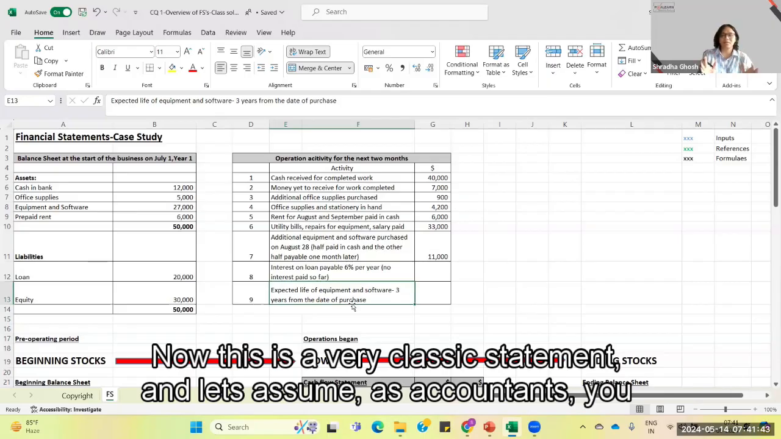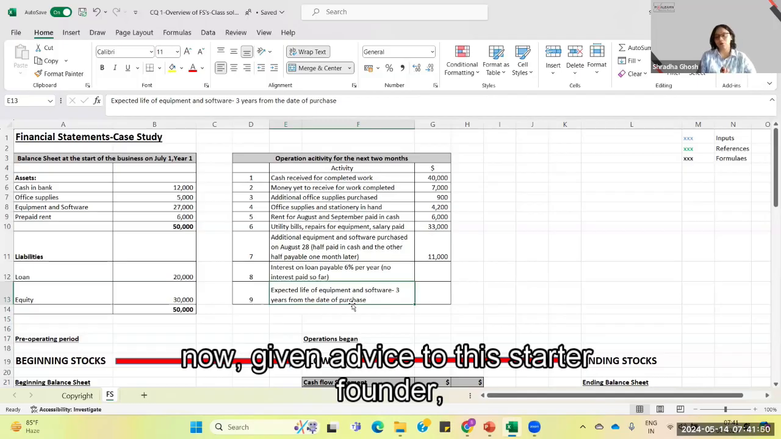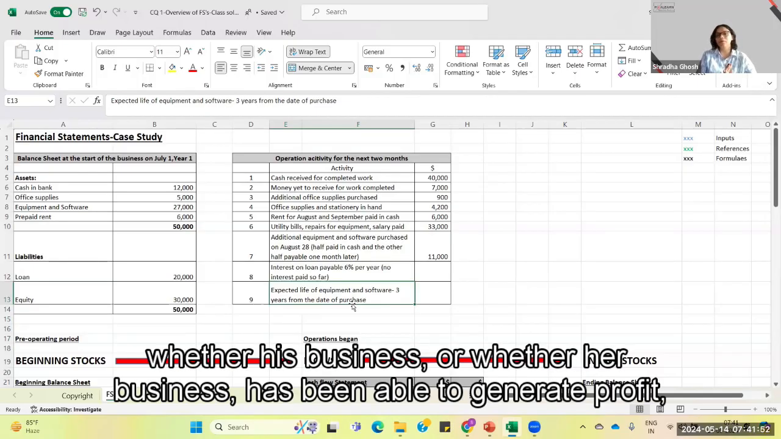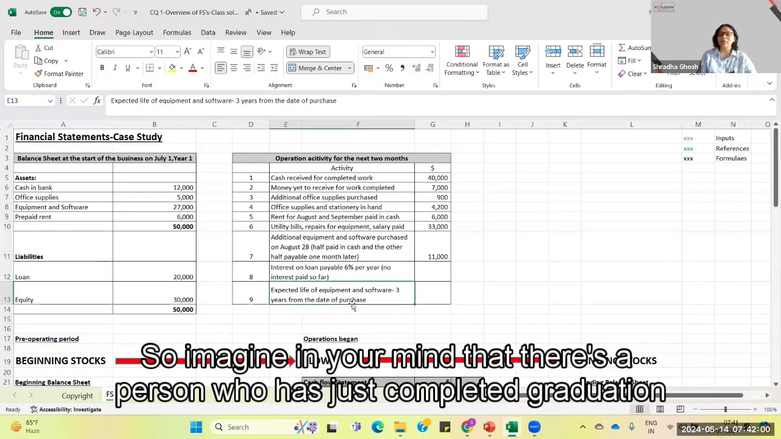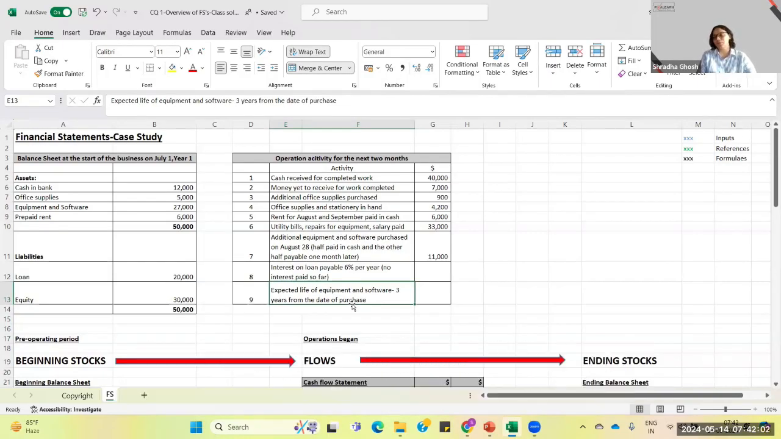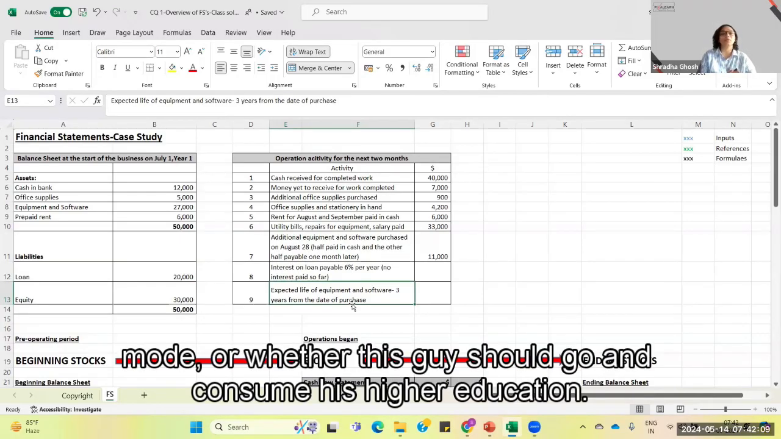Now, this is a very classic statement, and let's assume as accountants you've been approached to give advice to this startup founder on whether his or her business has been able to generate profit, and whether it is advisable to continue on with that. Imagine a person who has just completed graduation and is contemplating whether to get into the proprietor mode or pursue higher education.